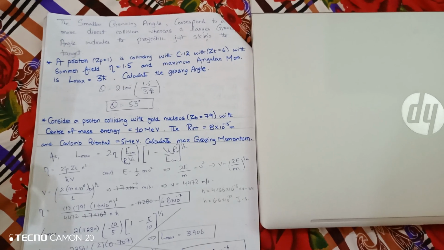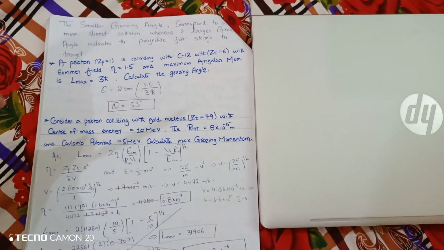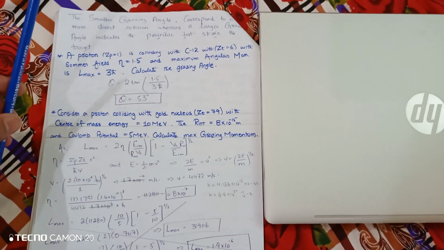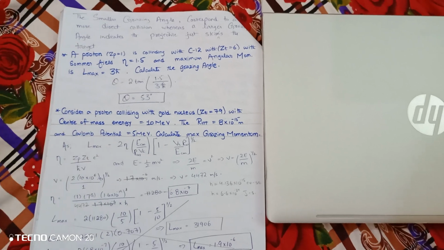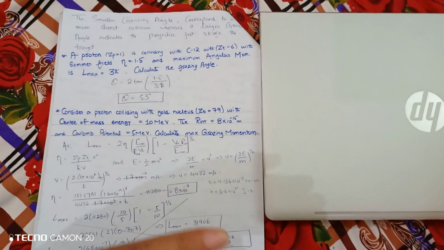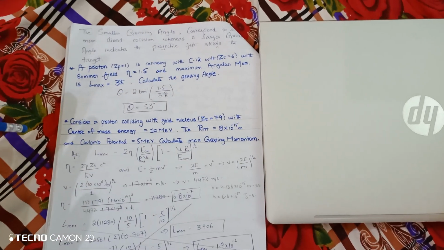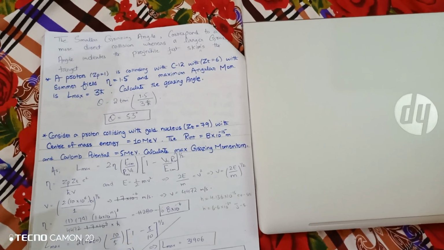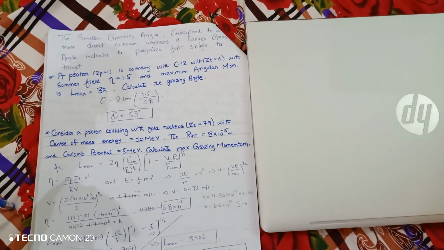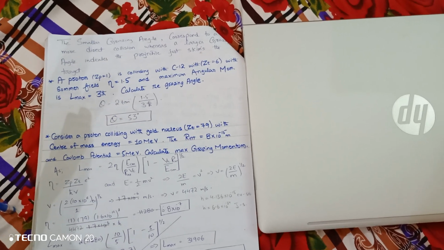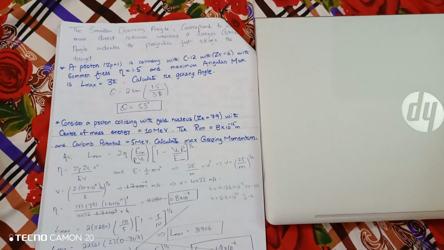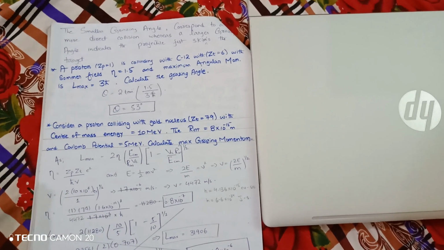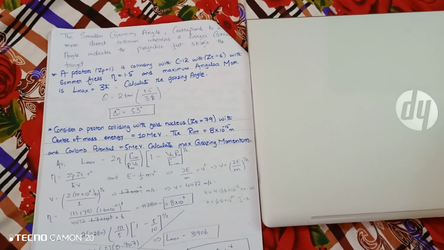Whereas a larger grazing angle indicates the projectile just skims the target, meaning it just grazes the target, touches and passes, meaning it scatters. So the smaller the grazing angle, the more direct the interaction. A larger grazing angle indicates that the projectile just skims the target.